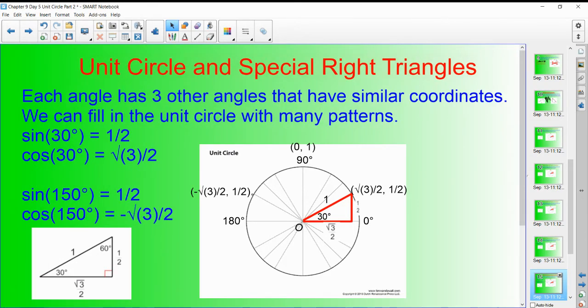Okay, the 150-degree angle, the only thing that's different is that the x value is negative because we went to the left instead of the right. The height's still the same. The height's still positive. So if I know the sine of 30, I also know the sine of 150 because they're at the same height. They're both up. They both have a positive y, so they both have a positive sine. Cosine is the same magnitude. It just has a negative sign in front of it because the x-coordinate's negative.